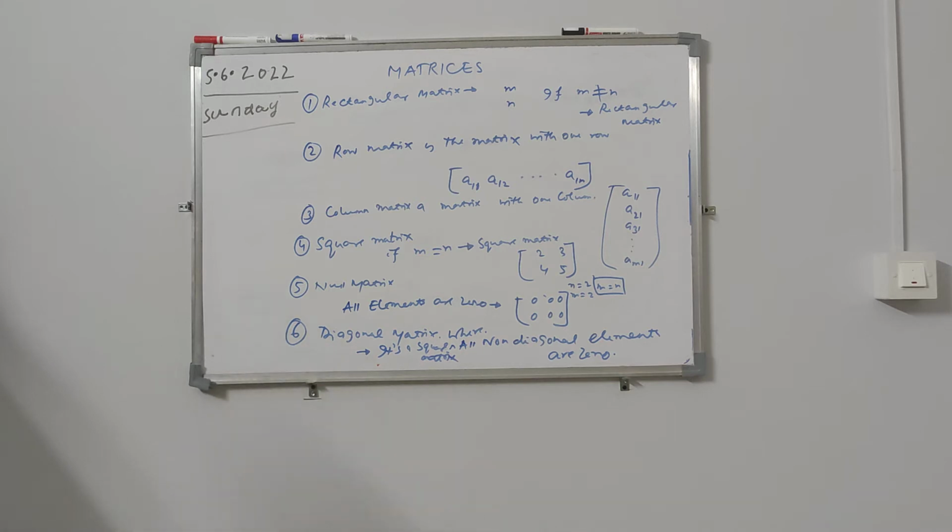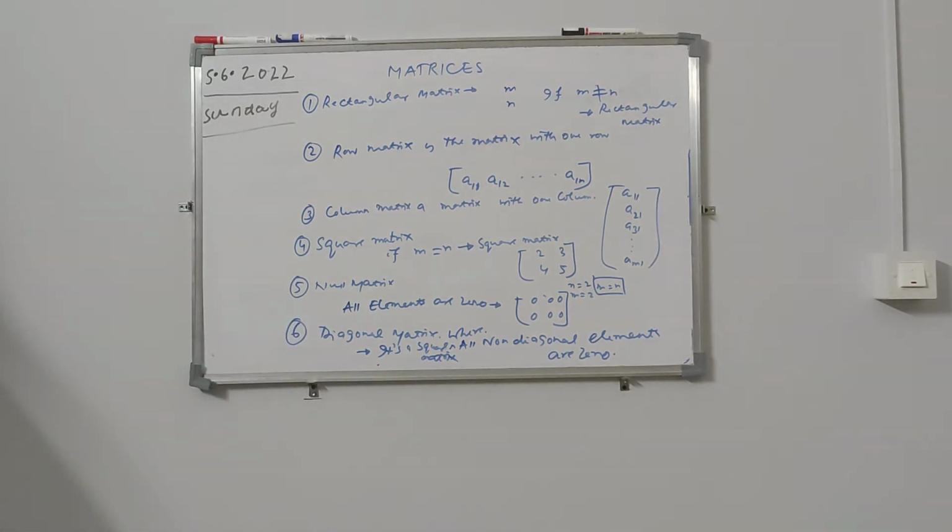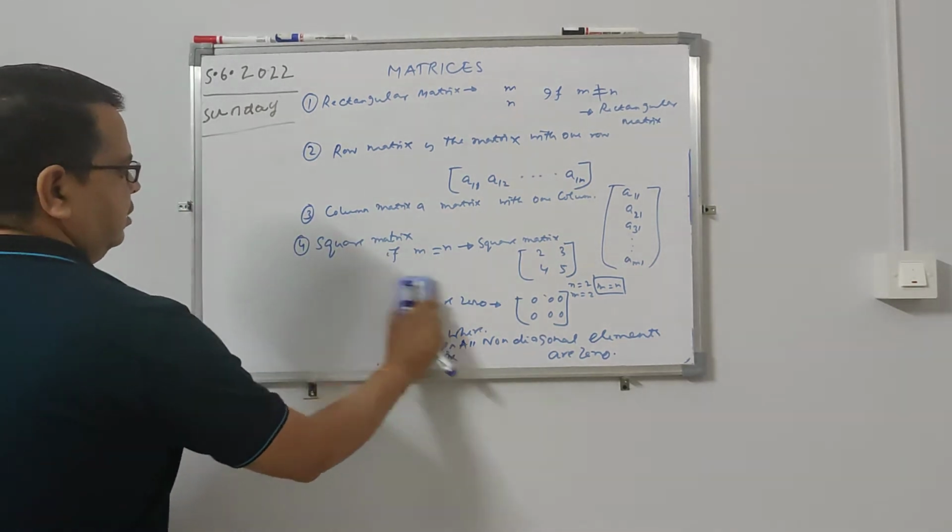You take a picture of this. These are different types of matrix. So we have a rectangular matrix where M is not equal to N. You have square matrix when M is equal to N. You have row matrix where you have one row. You have column matrix where you have one column. You have null matrix where every element is zero. You have diagonal matrix. Diagonal matrix is a square matrix where all elements other than the diagonal are equal to zero. So diagonal elements are non-zero, all other non-diagonal elements are zero, and that's a square matrix. So six types of matrix we have defined.